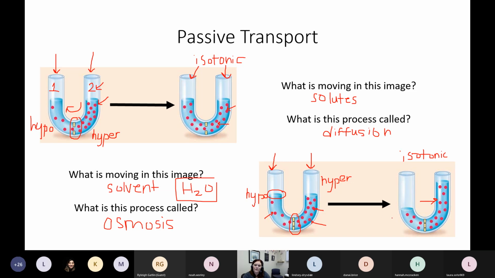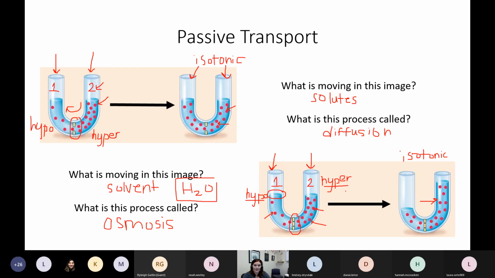So water moves from where there's a lot of water in solution number 1 into where it looks like there's less water, solution number 2, because there's so many dissolved things in solution number 2. So when we do osmosis, water goes from the hypotonic solution, where there's a lot of water, not as many dissolved things, into the hypertonic solution, where there's a lot of dissolved things, but not as much water.